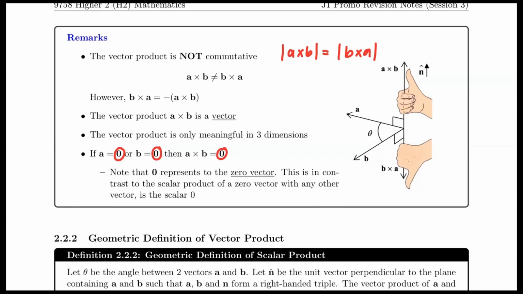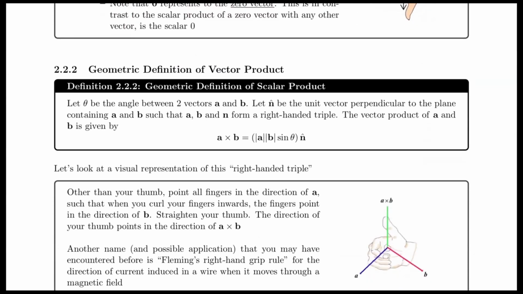Let's talk about the geometrical definition of the vector product. This is the formula here. A cross B equals mod A mod B sine theta n cap.